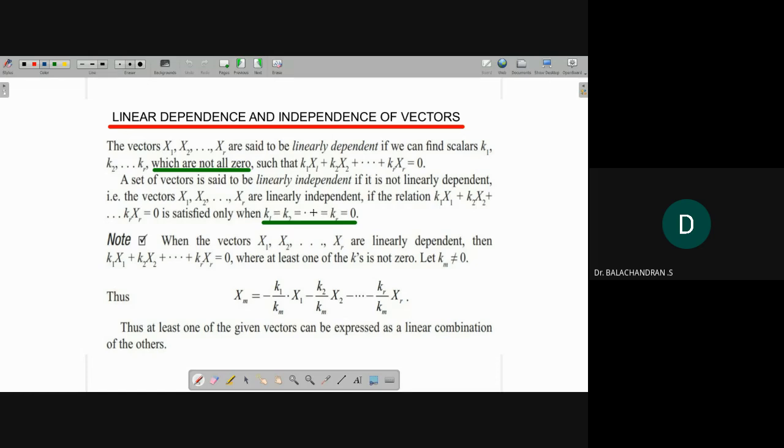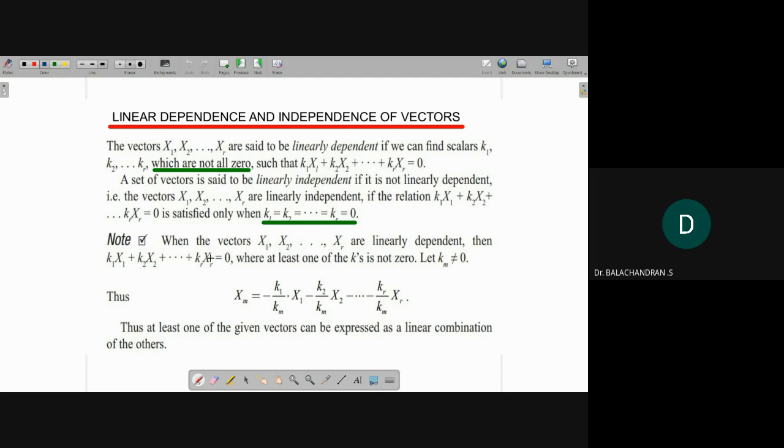So here, linearly dependent. Suppose some of the scalars are not equal to 0, but their linear combination is equal to 0. Then you can write x1 in terms of the other vectors, x2, x3, like this.